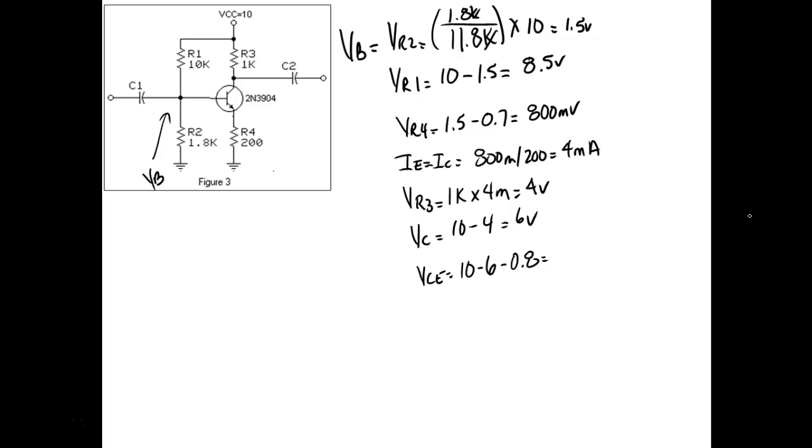So what we're doing is Kirchhoff's law again. I know the voltage drop across here. I know the voltage drop across here. And what we're trying to calculate is the voltage drop across there. So what do we get? 5.2 volts. I guess that's everything except for AV. So AV is going to be approximately 1K over 200 ohms, which would give us 5.5. And AV has no units, right? Because it's a gain.